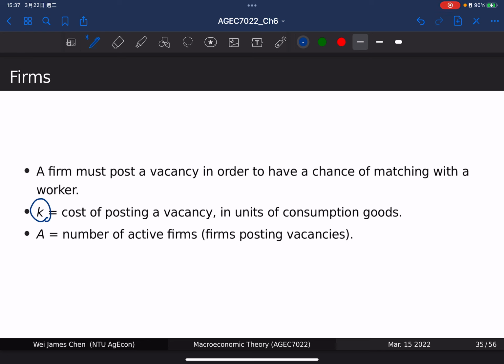So firms who post a vacancy. We basically assume that one firm can only post 1 vacancy. But if you think that's unrealistic, consider it as one big firm that can post a lot of vacancies. Consider it as one firm but different departments, and each department is considered as one firm. It doesn't really matter that much. So we consider one firm here can just post 1 vacancy.